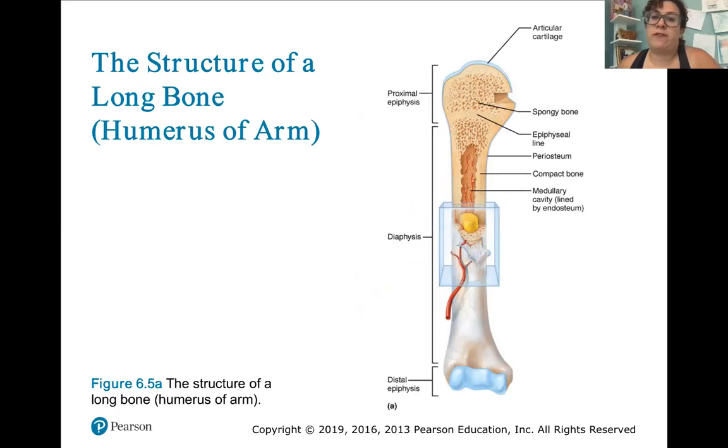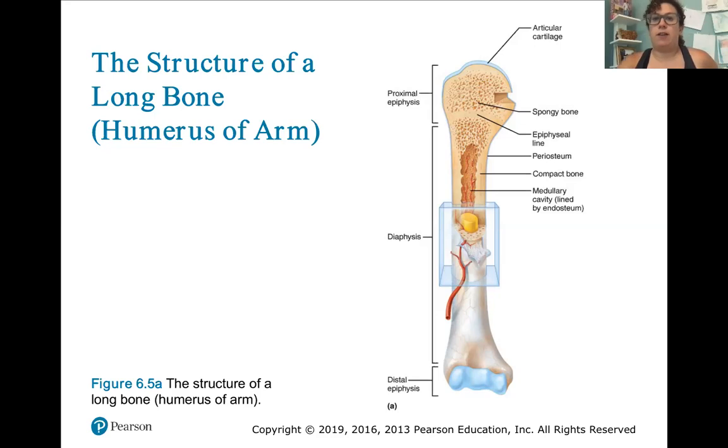All right, so different areas of the long bone. We have the proximal epiphysis, which is the end of the bone, and then we also have a distal one, because if we have proximal, we have a distal. The diaphysis is the center or the longest part of the bone. We have the epiphyseal line, which in children will be a growth plate. For adults, it's just a line demarcating where that growth plate was.